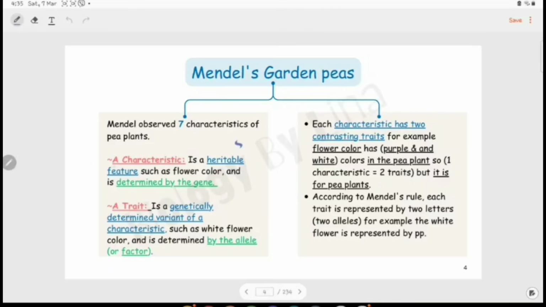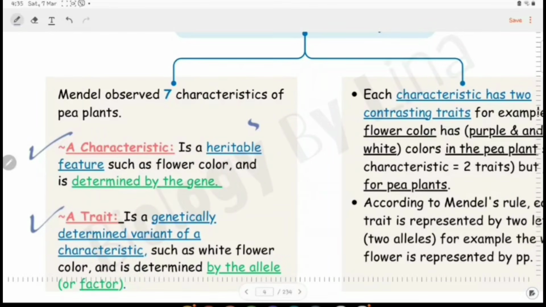So if we turn back to the definition of character and trait, when we say character, it's a heritable feature, the feature that the person, or here the pea plant, inherited from its parents. For example, flower color. Here I don't mention if the flower is purple or white. So when I say just flower color, it's a character. But if I say a purple flower, for example, or a white flower, at that time this will be a trait.